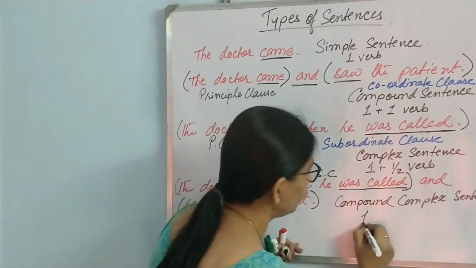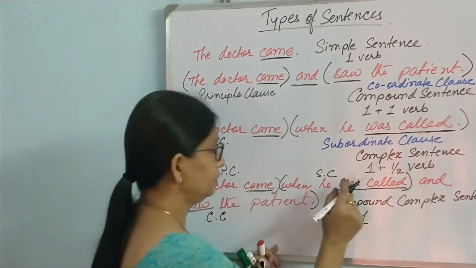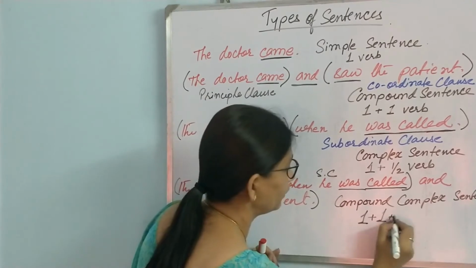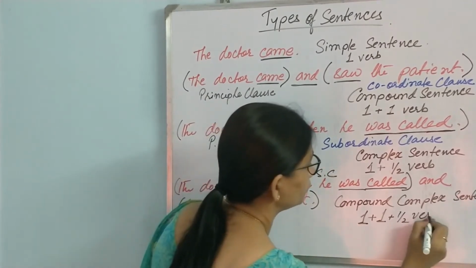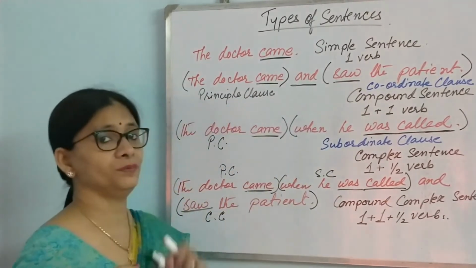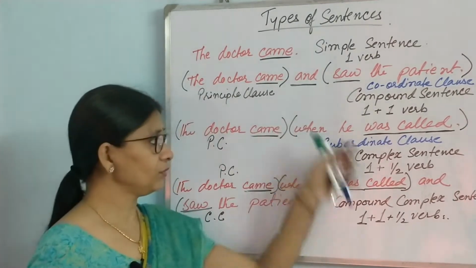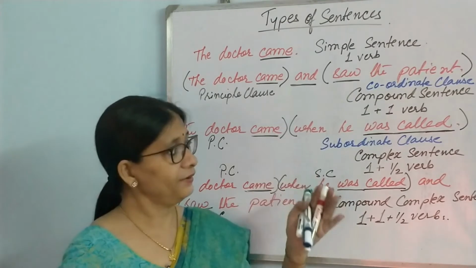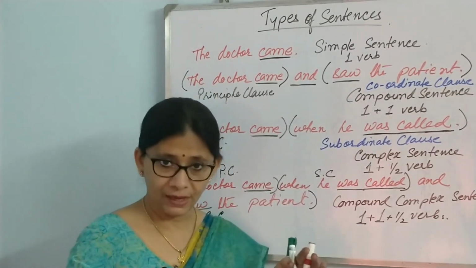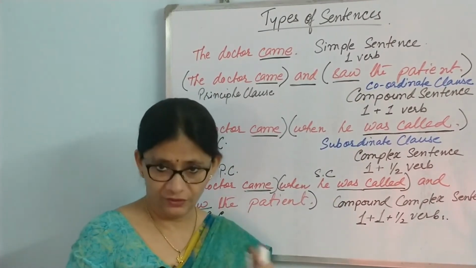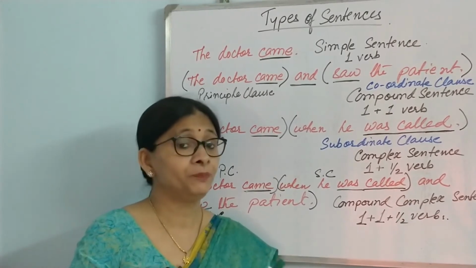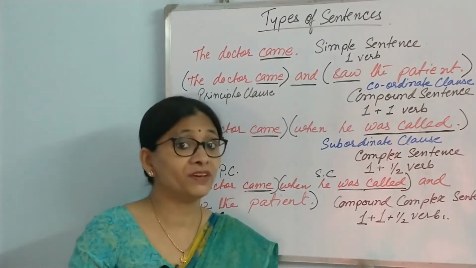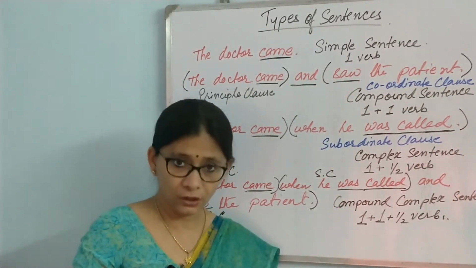Let's see the condition of verb here. One verb plus this is half and this is one. So 1 plus half verb. So these many verbs are there. So these are the types of sentences, my dear student, where we have to first keep in mind the verbs, which are the verbs. Then we have to see the clause, okay, if it is coordinate clause or subordinate clause. How much dependent is it on the main clause?